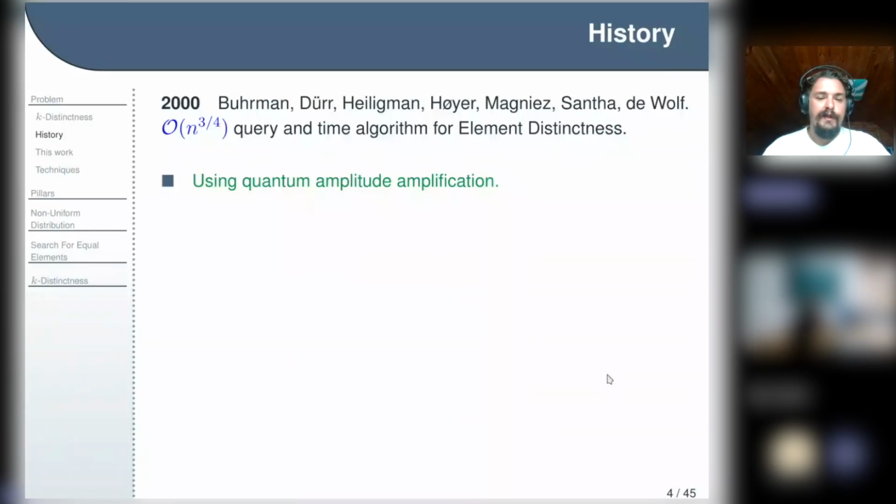The first algorithm is from 2000 by Buhrman and a bunch of other people. This gives an order n^(3/4) query algorithm for element distinctness, which is the special case of k equal 2. It used quantum amplitude amplification, so actually nothing too fancy here.